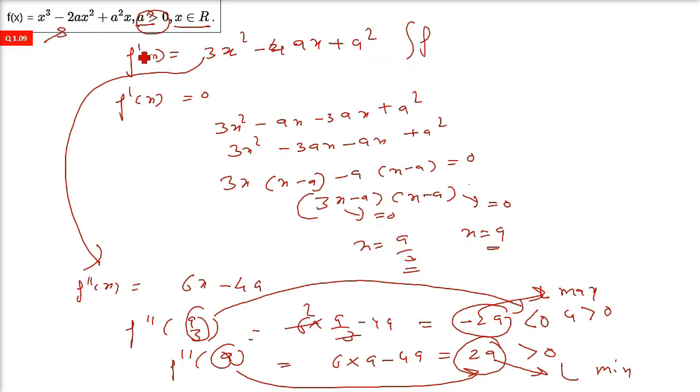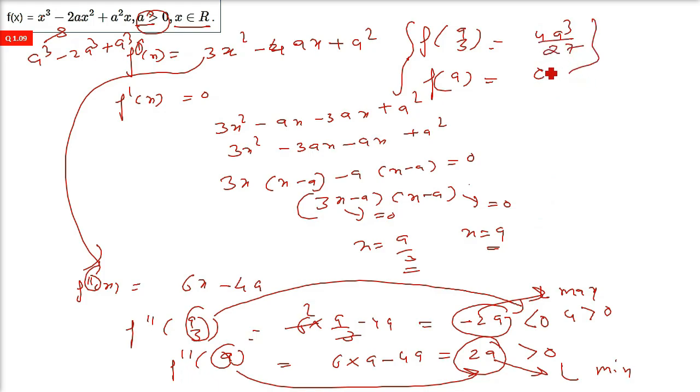Original function you have to use. Please remember f prime, f double prime, leave it now. We have to go back again to the original equation and replace x by a by 3 and a. And what are the values you are going to get? I hope that you are quite aware now of what we have been doing. It's a cube minus, I'm placing a for the first time. A cube minus 2a cube plus a cube is 0. When we place a by 3, the value is going to come as 4a cube by 27. So these are the values.